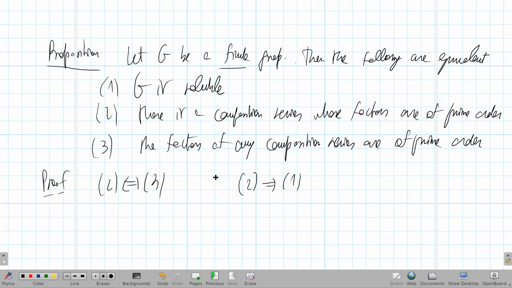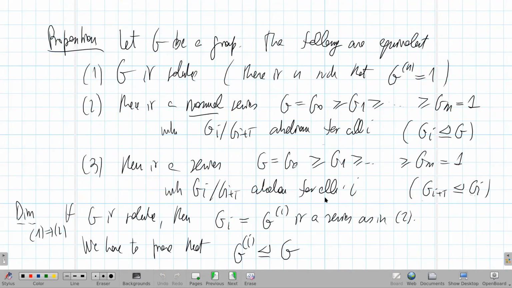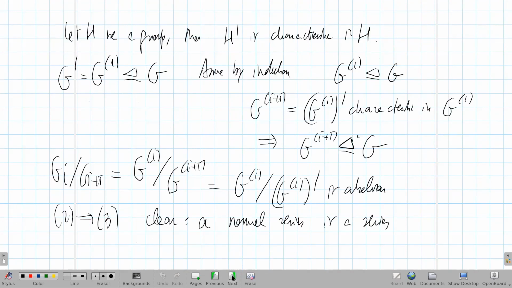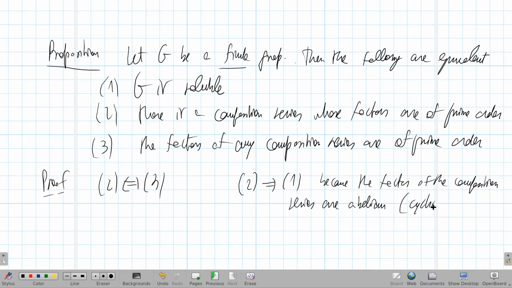is part of a theorem, because of the previous proposition. If you have a composition series whose factors are of prime order, this means that the factors are abelian, and this is exactly this condition here, a series with abelian factors. So 2 implies 1 because the factors of the composition series are abelian. A group of prime order is actually cyclic. A group of prime order is cyclic.